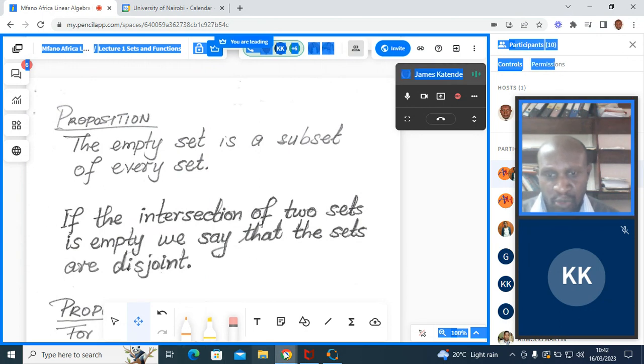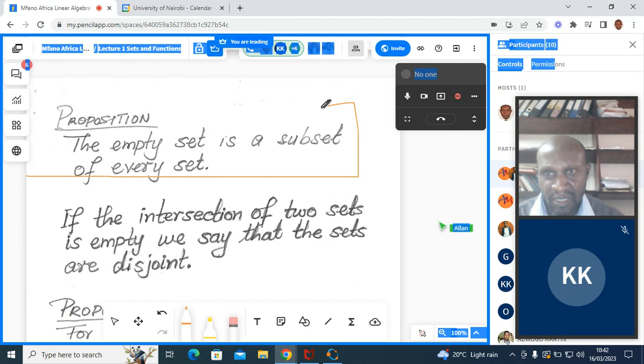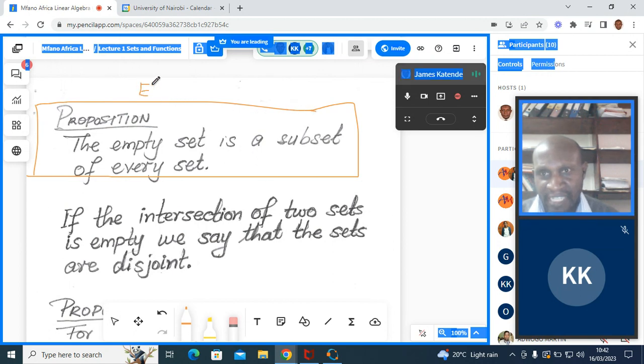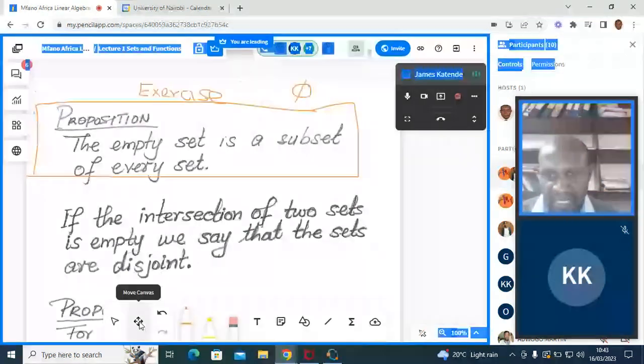So this proposition we shall not prove it. I think you can try to do this as an exercise. Find out, get the proof for this. That becomes an exercise. So this you will do in your free time. So the empty set is a subset of every set. So you just work with that assumption. Usually we use this symbol to denote the empty set. We probably will use it at some point as we go along.